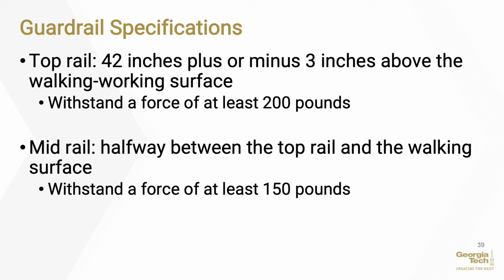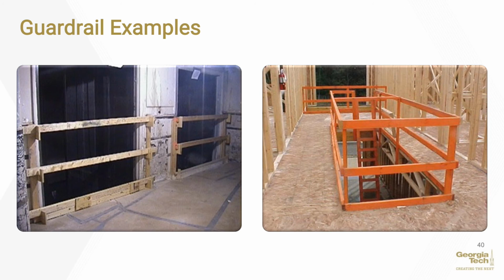Guardrail systems must be capable of withstanding, without failure, a force of at least 200 pounds applied within 2 inches of the top edge, in any outward or downward direction, at any point along the top edge. Midrails must withstand a force of 150 pounds. The left is a picture of a correctly constructed guardrail system blocking an unfinished elevator shaft, and the right is a correctly built guardrail system around a floor opening.